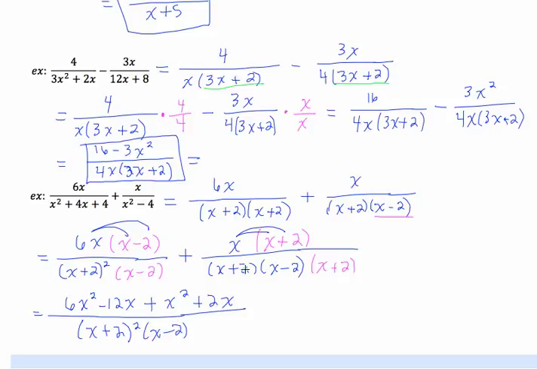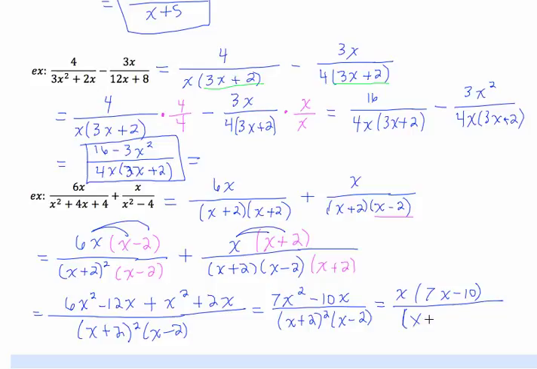Although they're not written the same, this is x plus 2 all squared. And let's see, we have 6x squared plus x squared gives us 7x squared. And negative 12x plus 2x gives us negative 10x. So the next question is, does anything simplify? Now we can take an x out of the numerator. If we do that, we're left with 7x minus 10. And so it's clear nothing else is going to simplify here. So here's the fully simplified version.